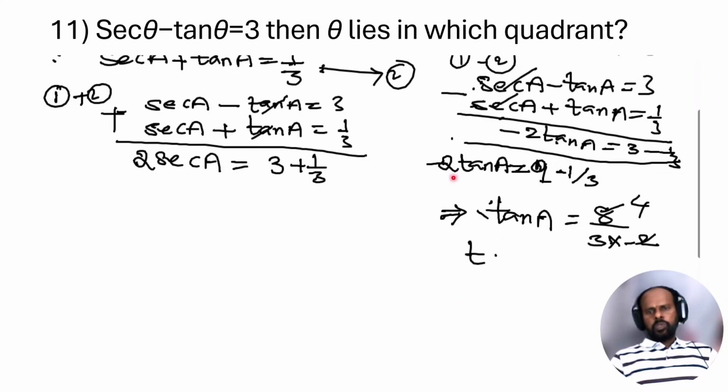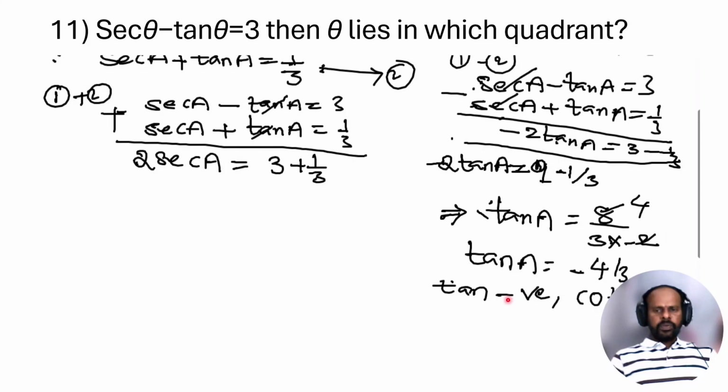2 divides here, 2 4s are. So tan a equal to, here minus is there, minus 4 by 3 we get. So here tan is negative, and cot is also negative.